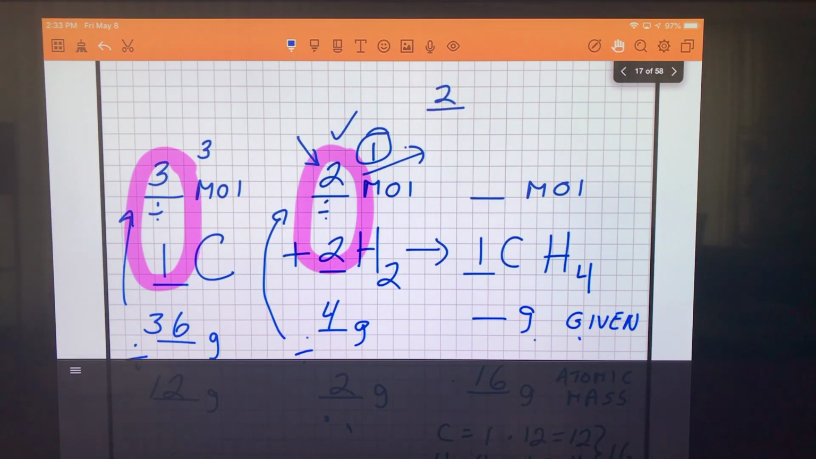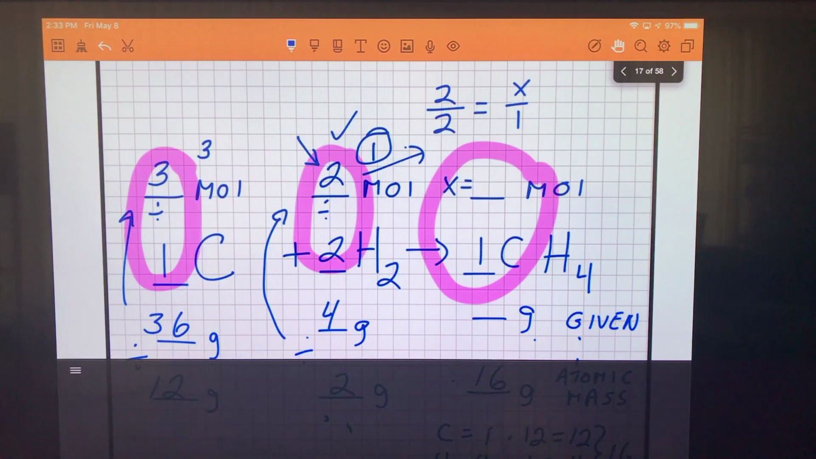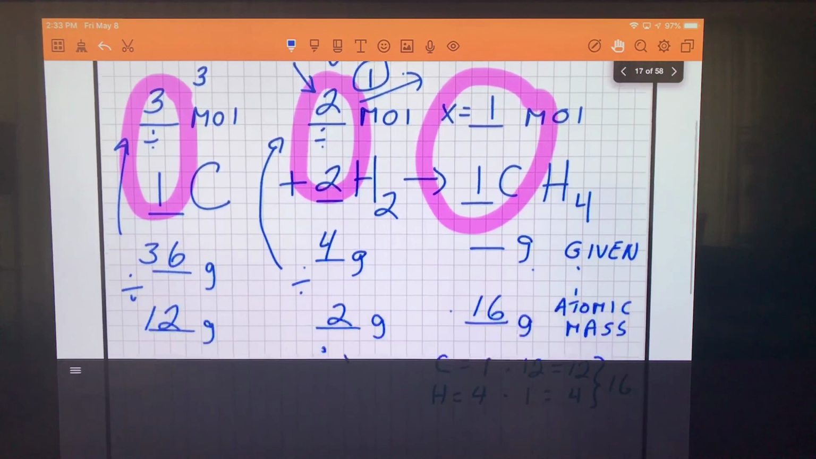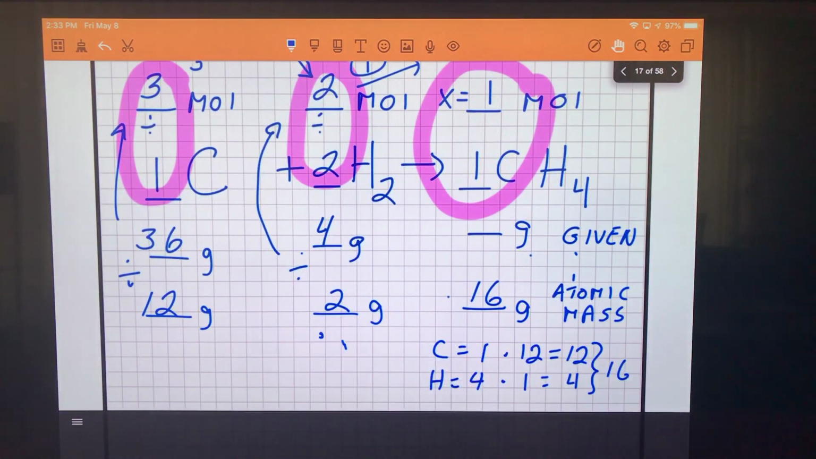2 over 2 equals, go back and circle that for you right there, x over 1. Do my cross multiply and divide, and in this case, x is going to equal 1. And I'm almost done because I only have one more step, and that is to take the number of moles up there at the top and multiply it by the atomic mass. And so the atomic mass is 16. 1 times 16 is 16. And that is my final answer, 16 grams of CH4.